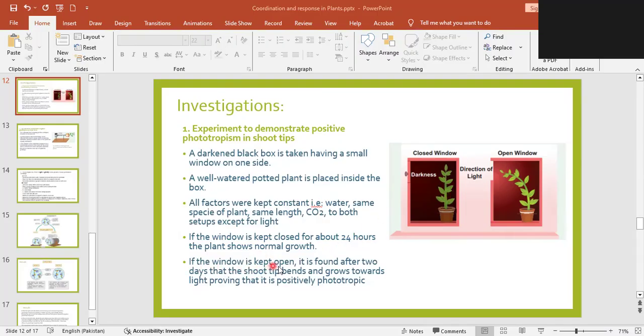However, if the window is kept open, it is found after 2 days that the shoot tip bends and grows towards the light, proving that the positive phototropic mechanism has occurred here. See, the length of the plant has increased as well, plus it has bent towards the light. Hence, it has proven our statement that yes, the light has an effect on the shoot tip. Means the shoot tip does show phototropism, positive phototropism.